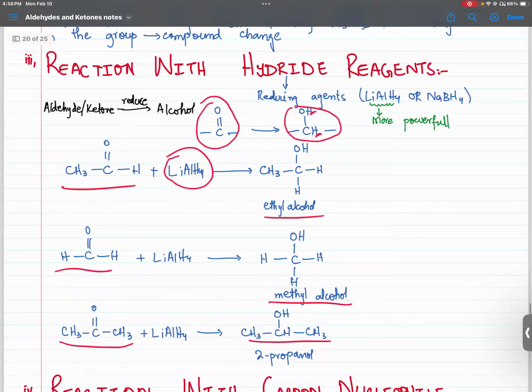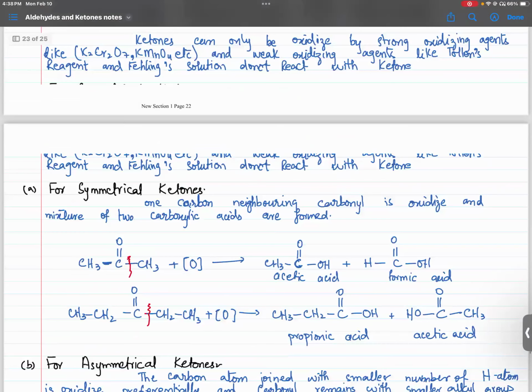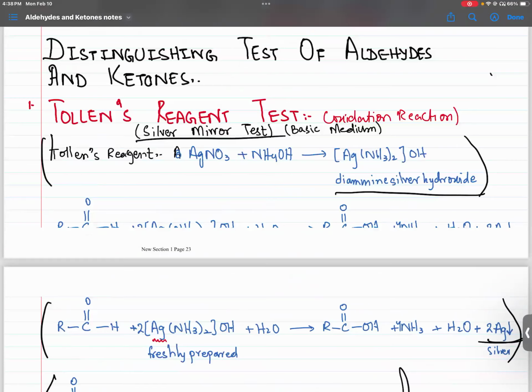Now, I guess you know what an aldehyde is. Aldehyde is basically a carbonyl in the center, with one hydrogen and another group called R. Now the ketones: carbonyl in the center, on both of the sides different or the same alkyls.